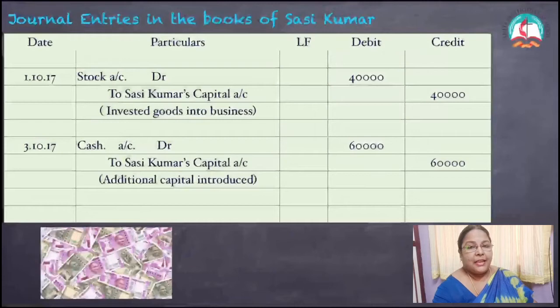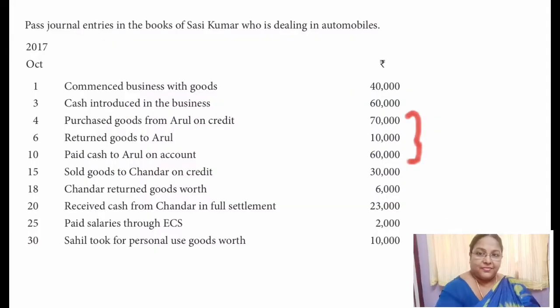Second entry is cash account debtor to Sasi Kumar's capital account. What is the amount? 60,000. Write the narration: Additional capital introduced. Okay, children, clear till this? Now see the next three journal transactions together. Purchase goods from Arul on credit 70,000. Returned goods to Arul 10,000. Paid cash to Arul on account 60,000.